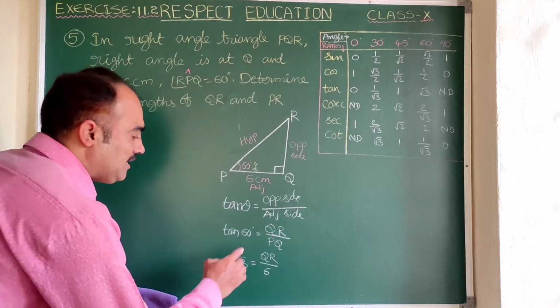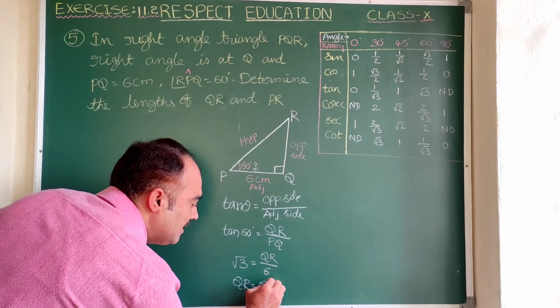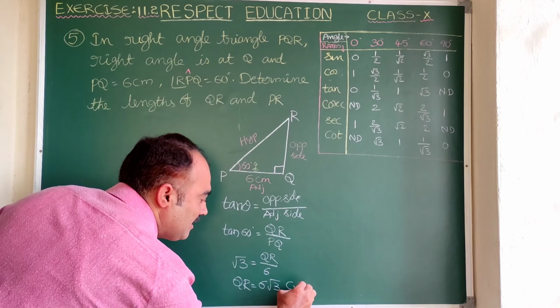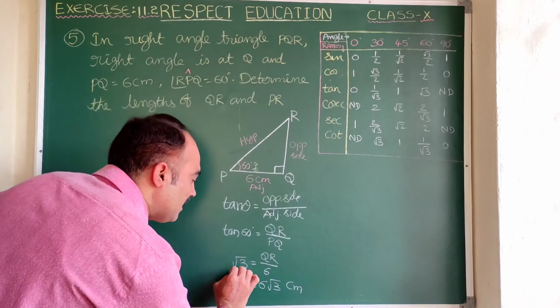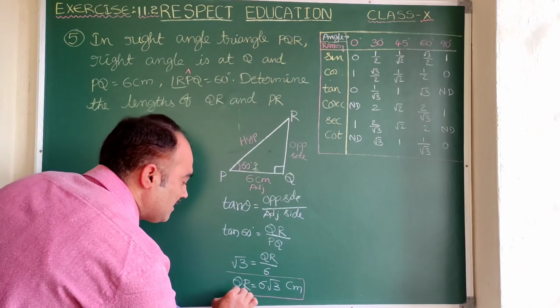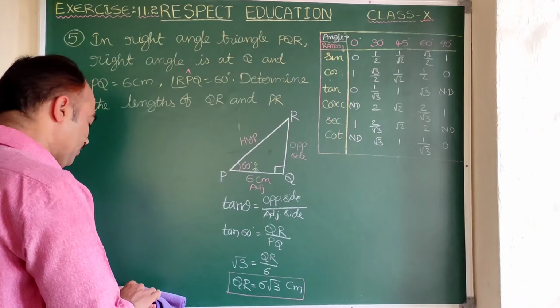Now let us do cross multiplication. So here QR is equal to 6 into root 3, 6 root 3 centimeters. As it is in the numerator, we need not do the rationalizing factor; rationalizing is not to be done. Is it clear? So we found here QR.